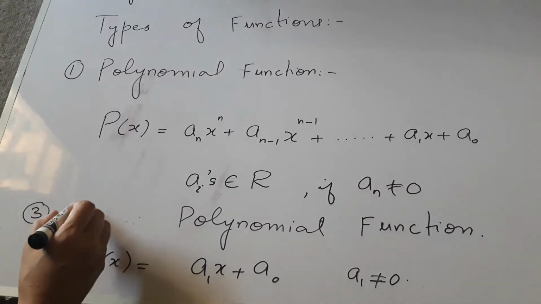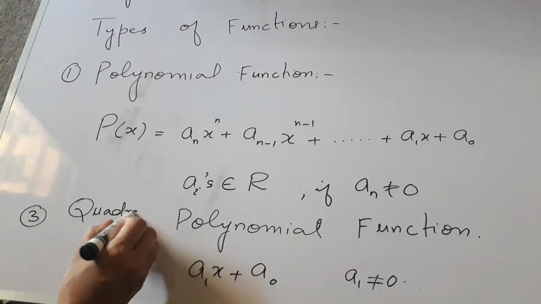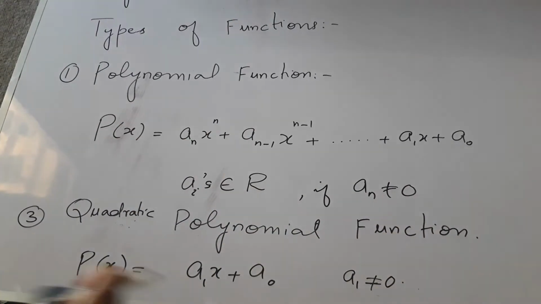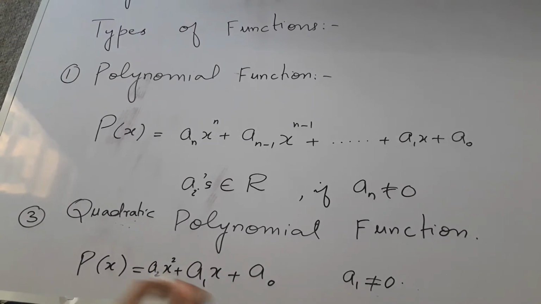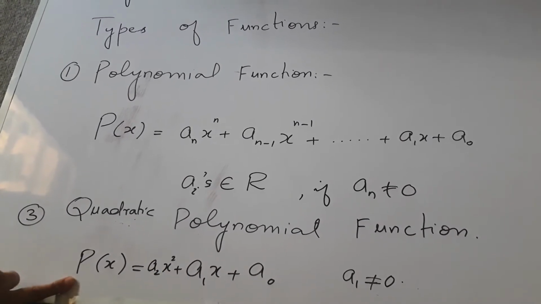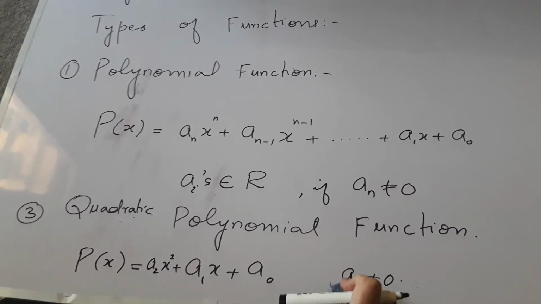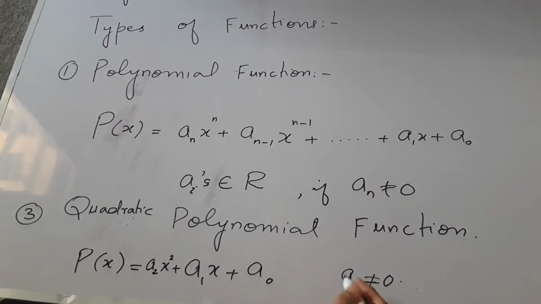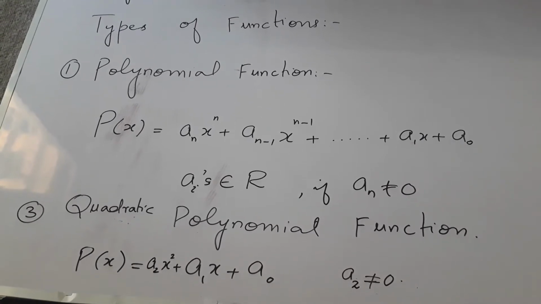Second degree polynomial function or quadratic polynomial. If the degree of the polynomial function is 2, this is called a second degree polynomial function or quadratic polynomial function, and in this all a2, a1, a0 are real numbers and a2 is non-zero.